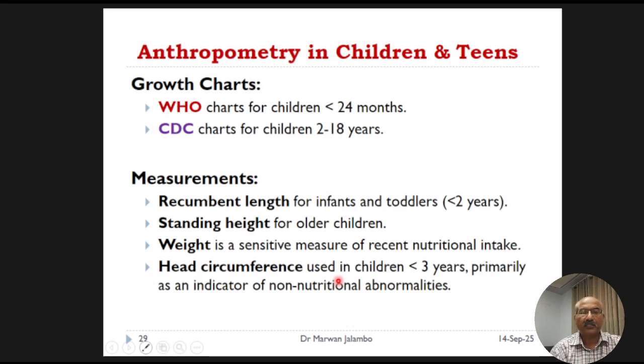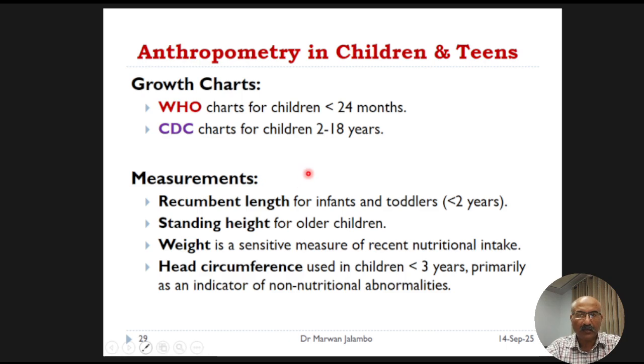Anthropometry in children and teens, or adolescents. When assessing growth in children, we use a standardized growth chart. In the United States, it is recommended to use the World Health Organization chart for children under 24 months, and the Centers for Disease Control and Prevention, the CDC, chart for children from 2 years to 18 years. The measurement techniques depend on the child's age.